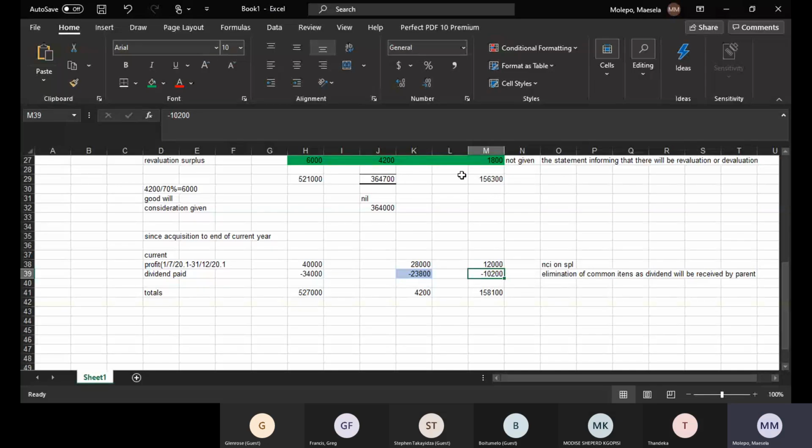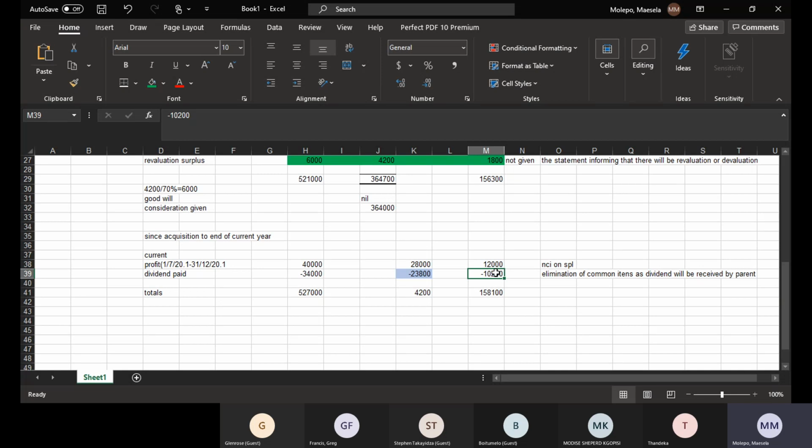So the 153 is the one which is going to represent your non-controlling interest on the statement of changes in equity. And then the 12,000 for the profit for the year will come from this, and the 10,200 will come from this. Then you have your non-controlling part. Then you add the total plus the non-controlling, it will be 1280. You have 156,300 on the total equity.